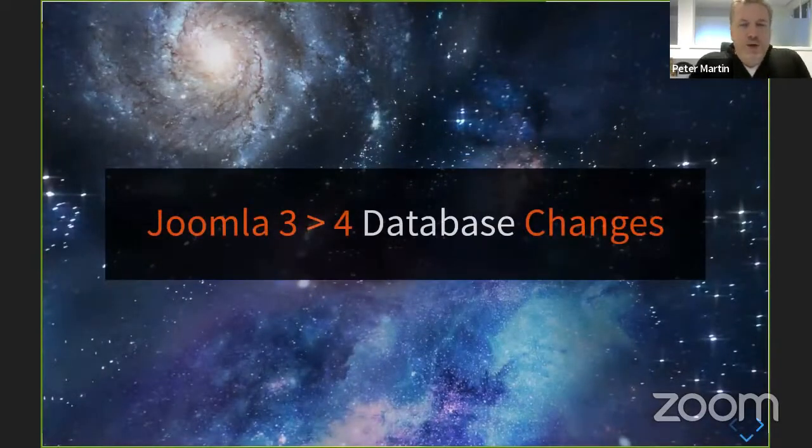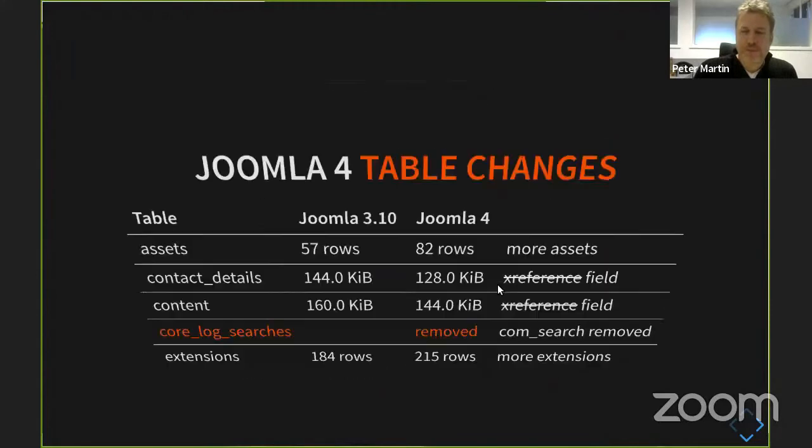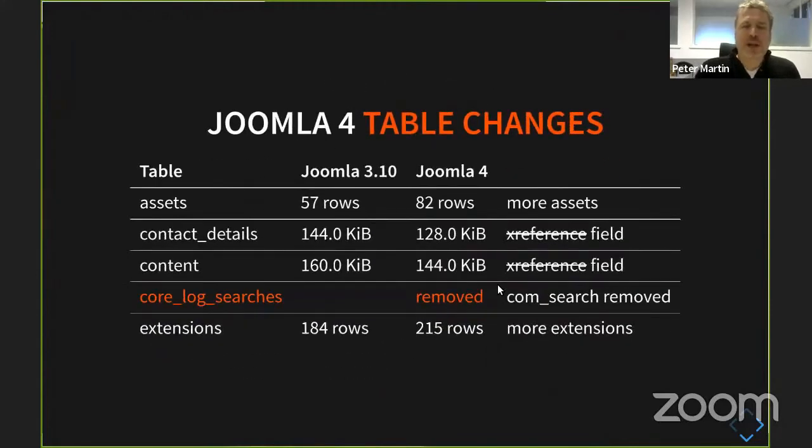To talk about Joomla 4, the database, we also probably want to know what's different between Joomla 3, the database. So there are a lot of changes. This is the last part. Joomla 3 had 78 tables, Joomla 4 only 69. So we reduced the tables a bit. And we also reduced the size a bit, but we have more rows, more information, more data.